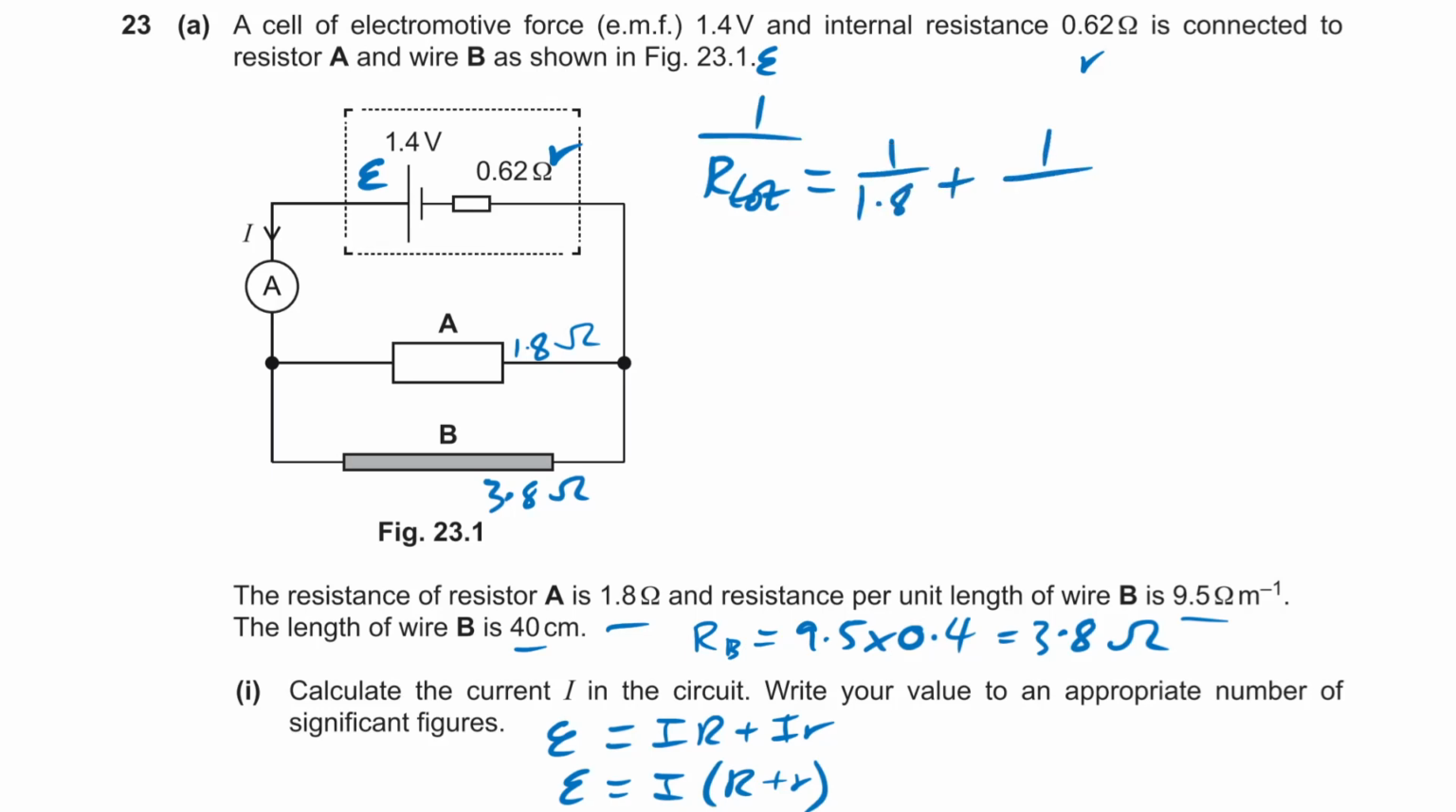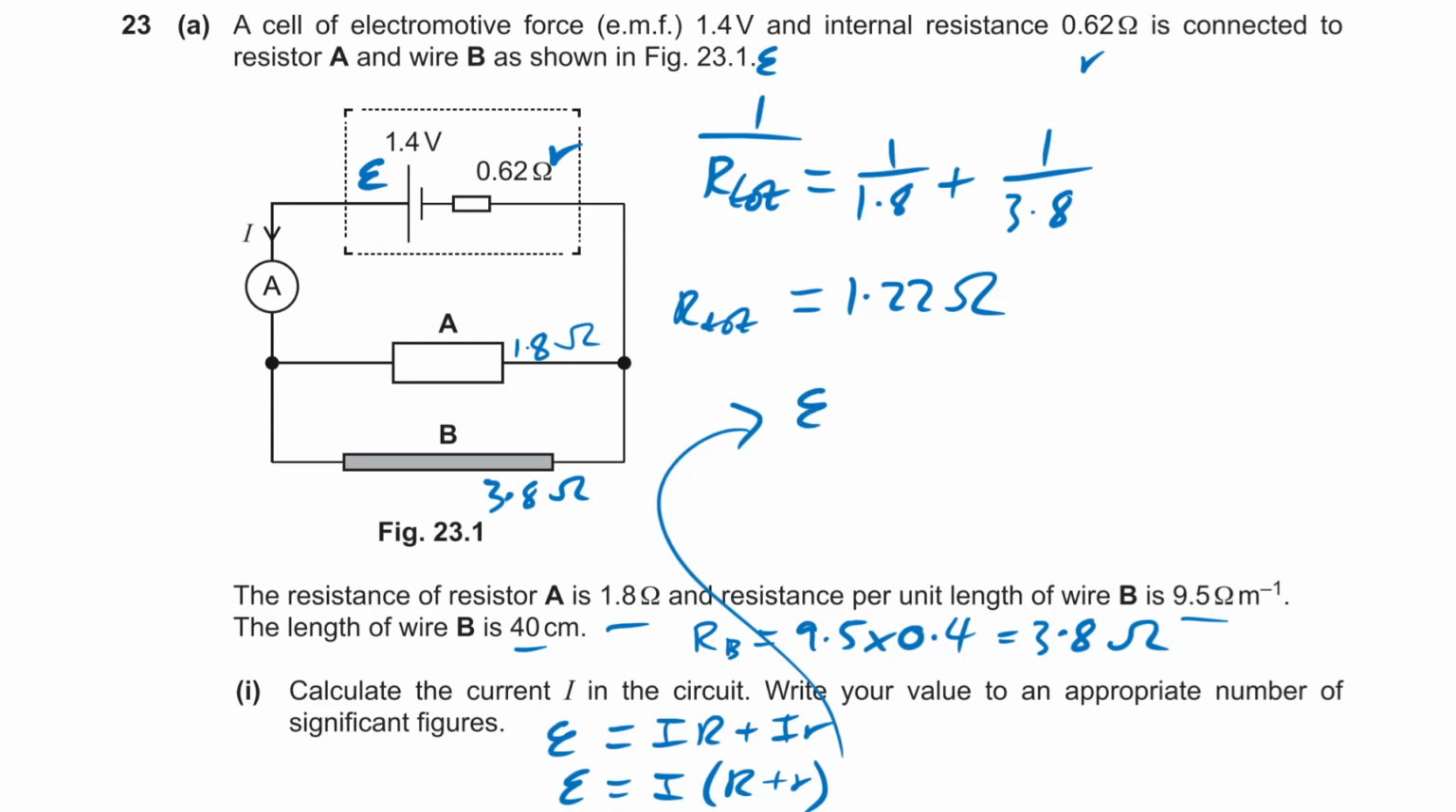So let's find out what the resistance of A and B is first. I'm just going to call it 1 over R total. So 1 over R total is equal to 1 over 1.8 plus 1 over 3.8. It's always a good idea to do the right hand side, then press equals, then do 1 divided by the answer. That gives us 1.22 ohms. Okay, so we have the resistance of big R now in our equation.